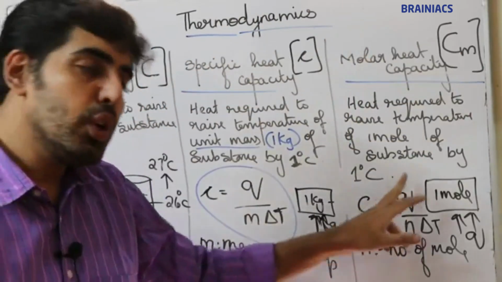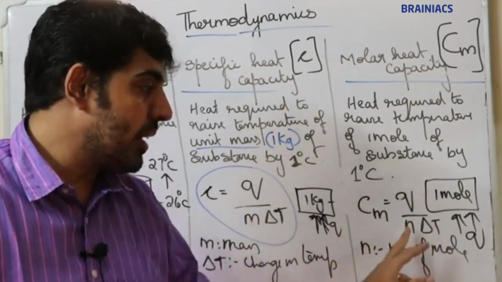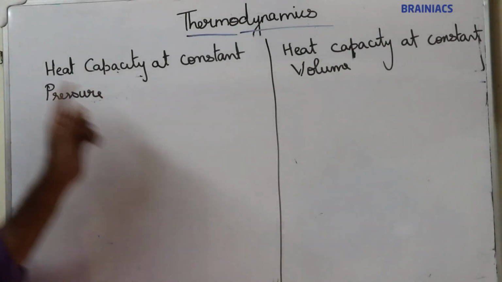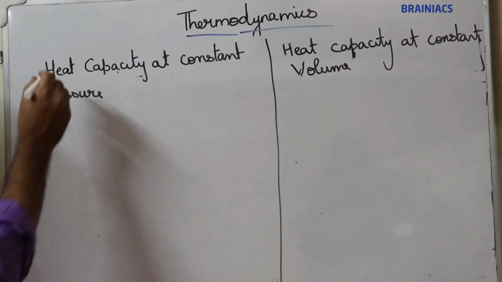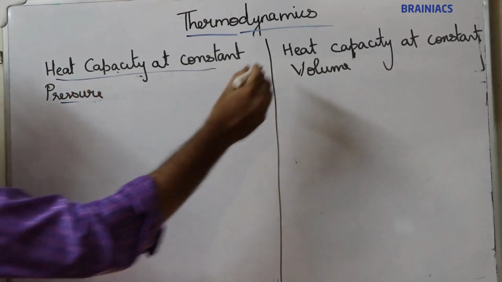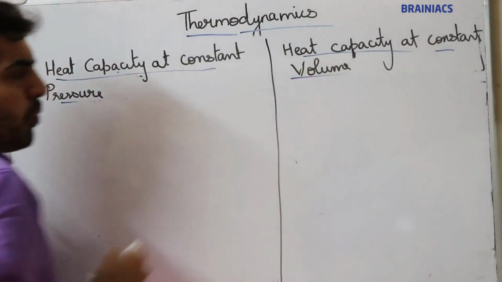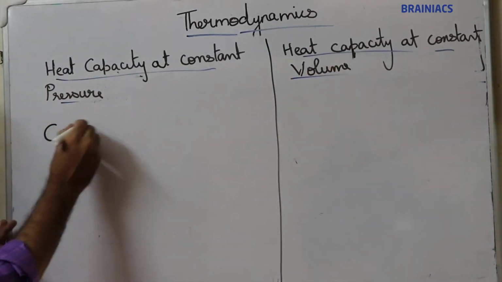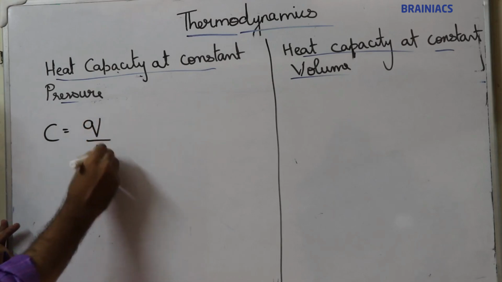Formula: Cm is equal to Q by n into delta T. n means number of moles. I think it's clear. Moving on to the next topic, heat capacity at constant pressure and heat capacity at constant volume. Now what is heat capacity? Heat capacity is C. Formula: C is equal to Q by delta T.